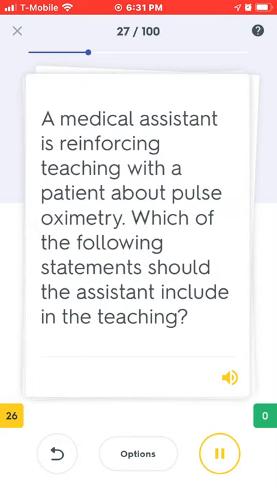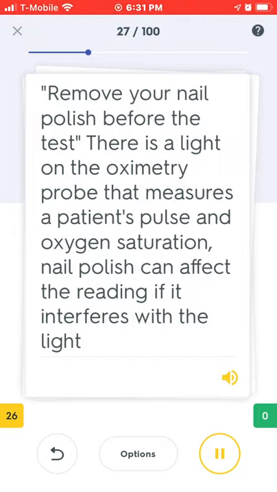A medical assistant is reinforcing teaching with a patient about pulse oximetry. Which of the following statements should the assistant include in the teaching? Remove your nail polish before the test. There is a light on the oximetry probe that measures a patient's pulse and oxygen saturation. Nail polish can affect the reading if it interferes with the light.